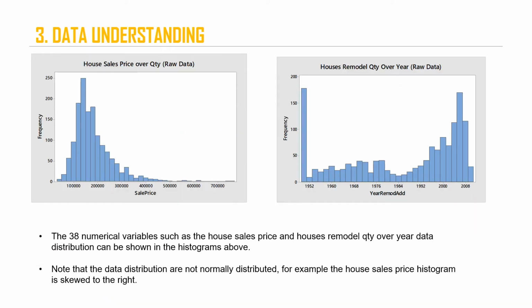This slide shows us 2 histograms, an example of numerical variables. The histogram on the left shows us the frequency and the sales price, while the histogram on the right shows us the frequency and the year remodeled. Note that the data distribution for both histograms is not normal. The histogram on the left is skewed to the right.